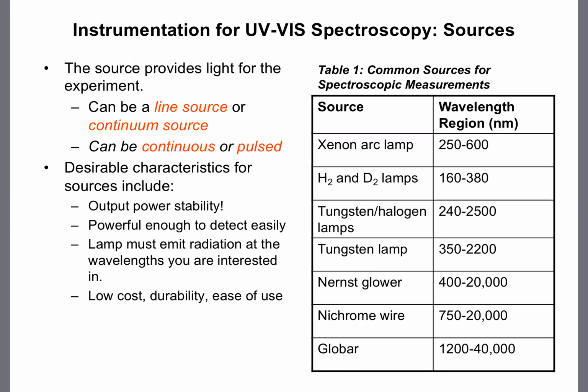Now, they can be either line sources or continuum sources. What's the difference between the two? Well, a line source basically already is monochromatic. It's basically one wavelength, like a laser, for instance. Lasers generally provide one and only one color or wavelength of light. They're monochromatic, they're line sources. Atomic vapor lamps are also line sources.